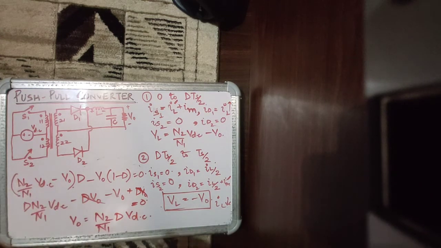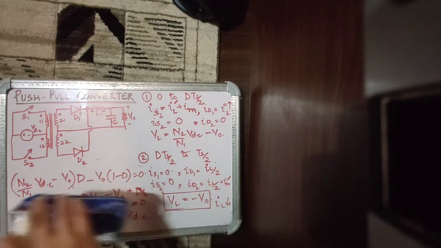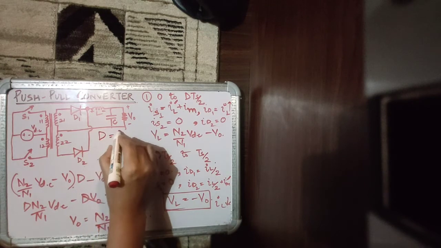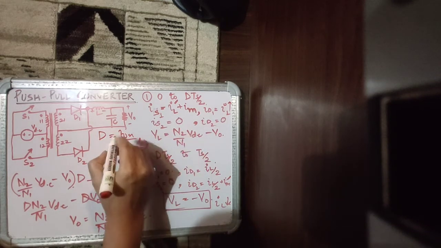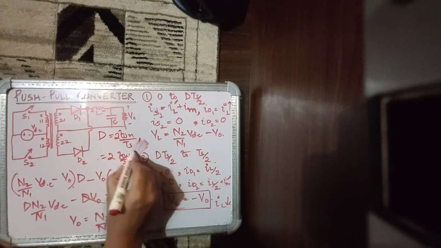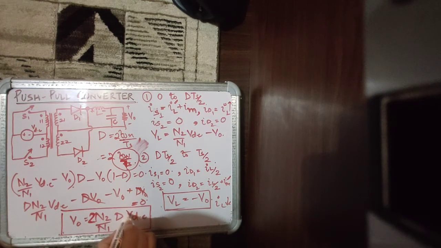लेकिन हमने अभी सिर्फ Ts/2 तक अपने सर्किट को एनालाइज किया है, या आप ऐसे भी कह सकते हो that your D over here is equal to T on upon Ts/2, or it is 2 times T on by Ts, जो कि आपका असली ड्यूटी साइकिल है. So if you put that twice here, where D is the total, the real duty ratio, it becomes 2 times N2 upon N1 into VDC.